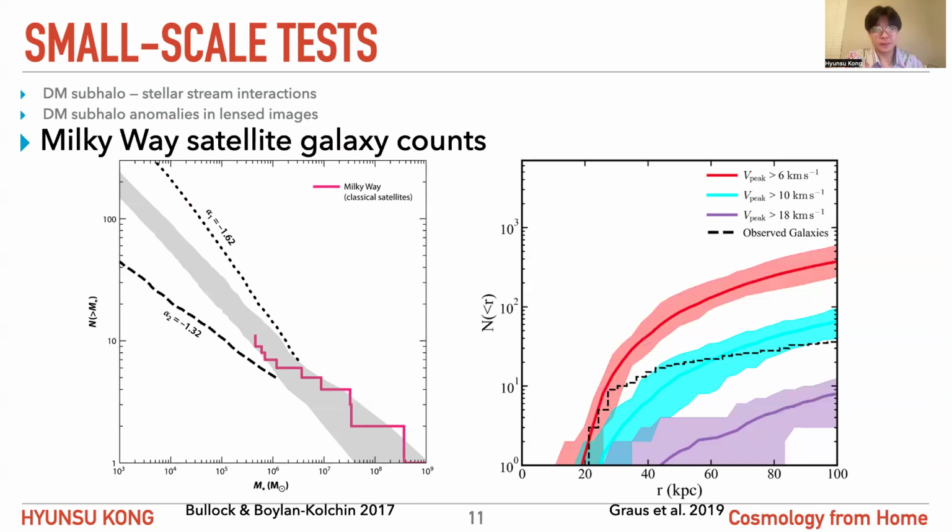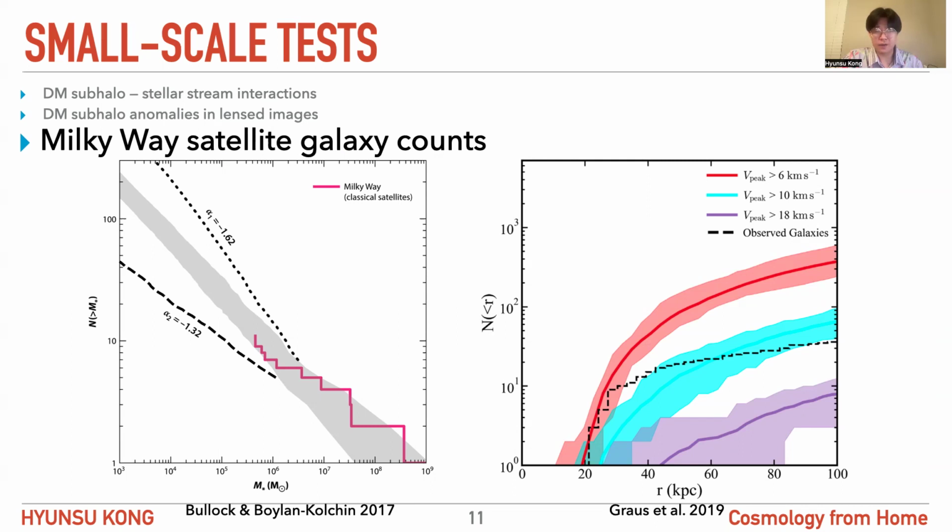And the final example of small-scale tests is to compare the observed population of satellite galaxies around the Milky Way with the predicted population of dark matter subhalos these galaxies can form out of. All of these methods can serve as crucial discriminators among dark matter models because they will tell us the statistical properties of dark matter subhalos that vary depending on the dark matter model.